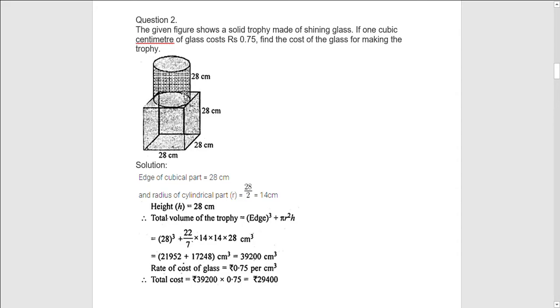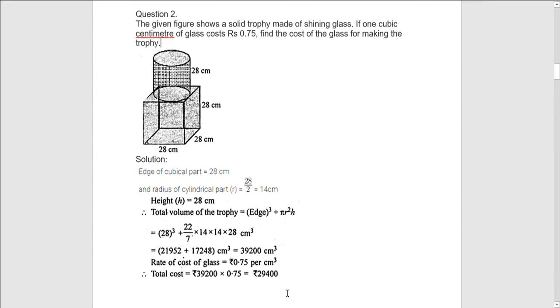Now you have radius, you have height. So we can find the volume of what? Cylinder. Volume of cylinder is pi r square h. And volume of the cube is a cube. You are asked to find the cost of glass for making the trophy. So this trophy is the combination of what? Cube plus cylinder. So total volume of trophy is volume of cube plus volume of cylinder. Substitute the values and calculate, and the cost is given for 1 centimeter cube. So for 39,200 centimeter cube, multiply it and you will get the answer. I hope you can do it.